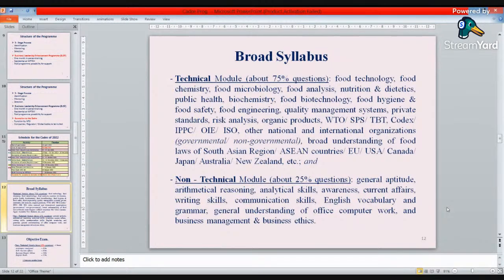USA. Supposing we ask you a question, where is the headquarters of USDA? Should you not know that? Supposing you are working in Nestle or in Kellogg's and are posted in New York, are you not expected to know where the headquarters of US FDA is located or USDA is located?